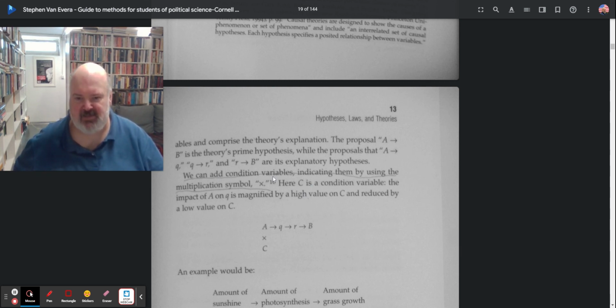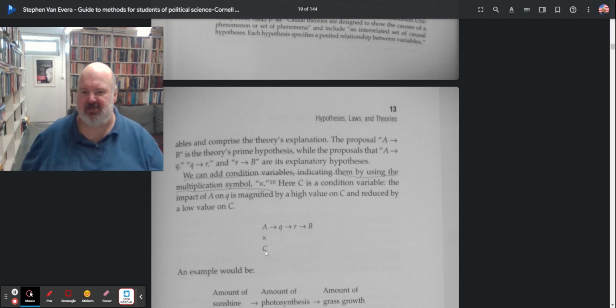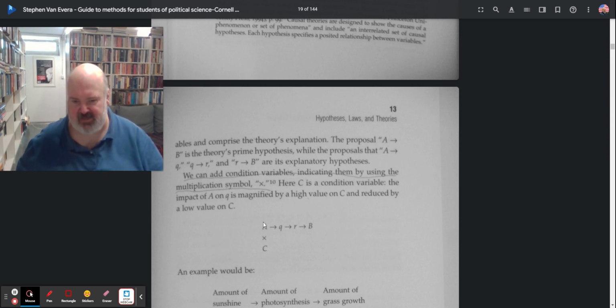We can add conditional variables, indicating them by using the multiplication sign. Here, C is a conditional variable. The impact of A on, again, this is the framing. A conditional variable is an antecedent condition that affects A.